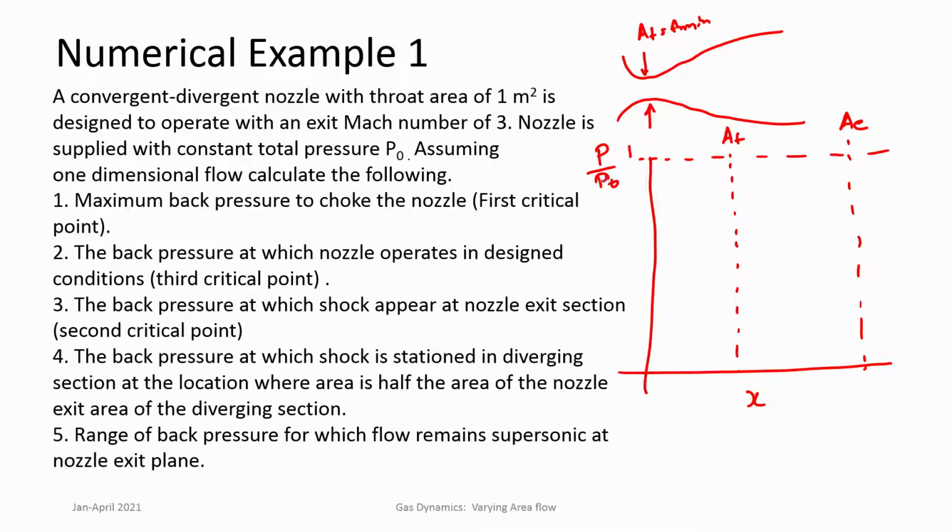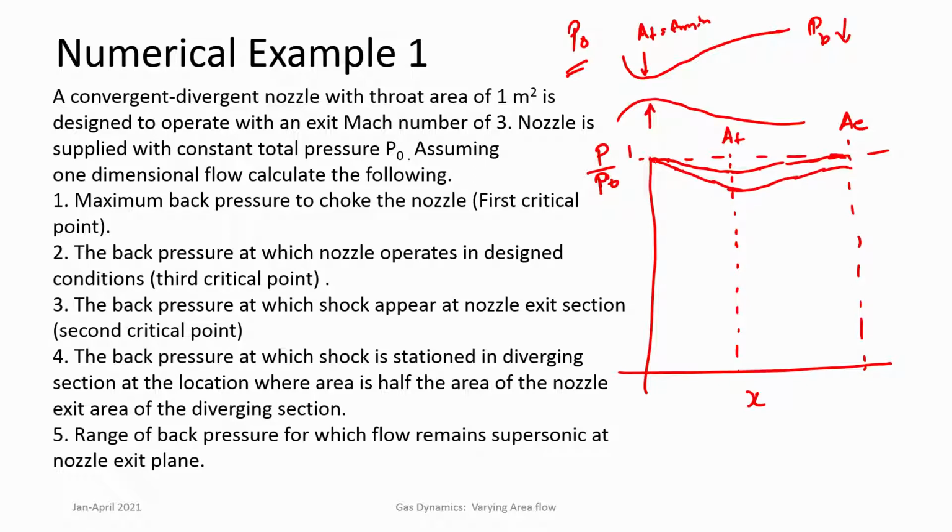When P by P naught is 1, there will be no flow, and the moment the back pressure is reduced, here supply pressure is constant, back pressure that is imposed on the nozzle is reduced. So once it starts reducing, a flow begins in the nozzle. In the initial stages the mass flow rate is quite small, flow velocities are small, so as a consequence the flow is completely subsonic. In this case mass flow rate continues to increase slowly.